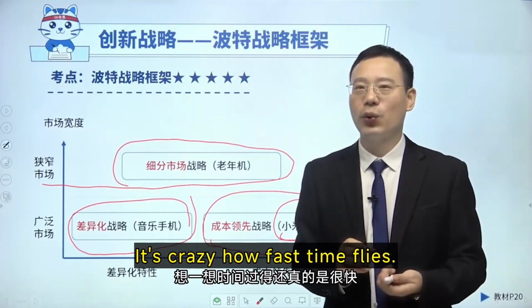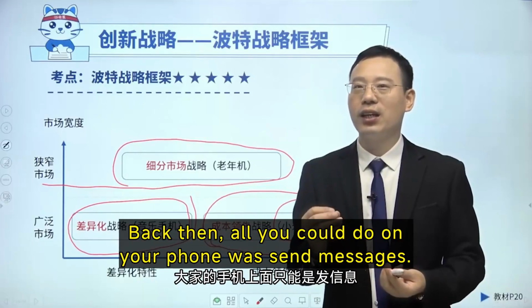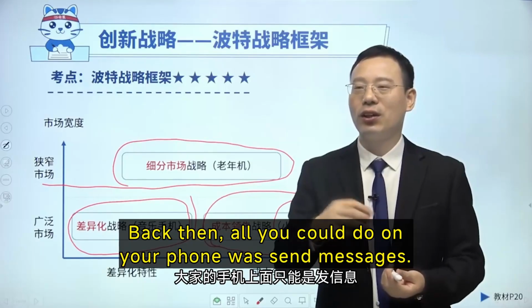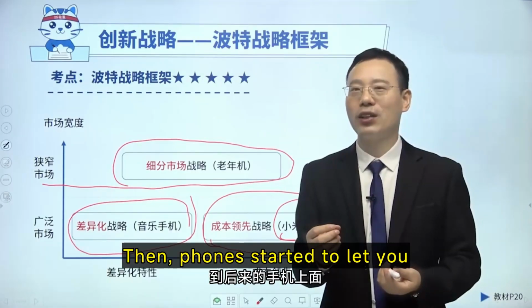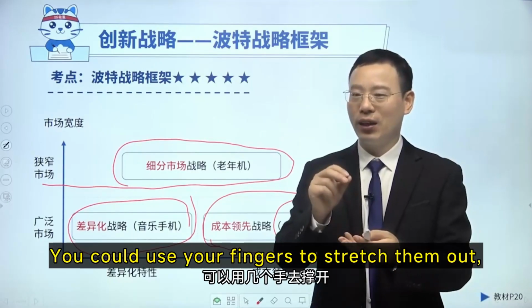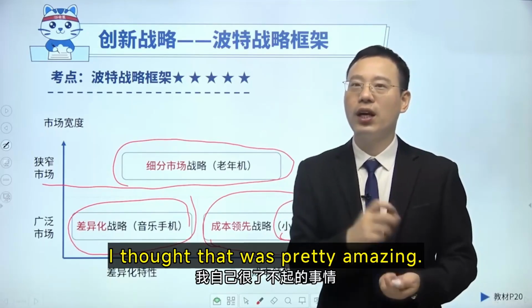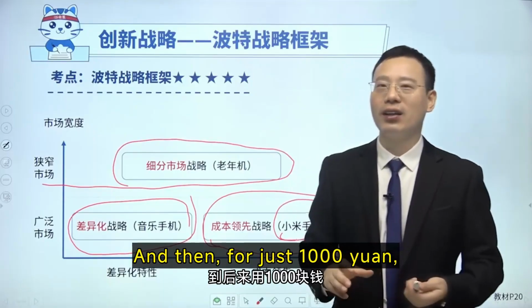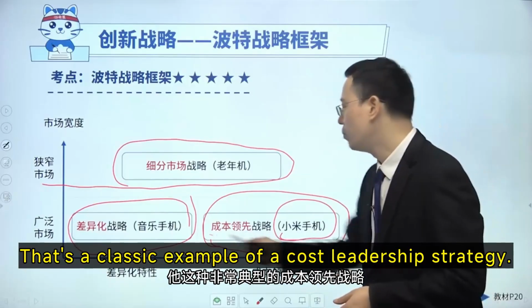It's crazy how fast time flies. In just a few short years, if you think back to those days, all you could do on your phone was send messages and receive them. Just being able to see pictures was a huge deal. Then phones started to let you manipulate those pictures. You could use your fingers to stretch them out, zooming in and out, and move them around. I thought that was pretty amazing. And then, for just 1,000 yuan, you could get a smartphone. That's a classic example of a cost leadership strategy.